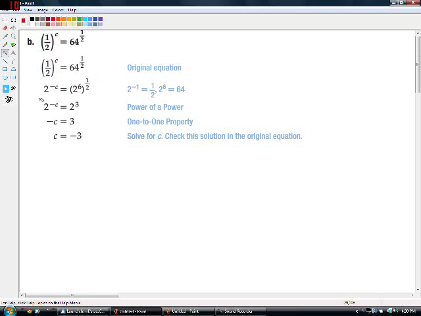Now, 2 to the negative 1 power equals 1/2. So we can put the 2 in there, and 2 to the 6th power equals 64. So now that sets us up for the power of a power. So now we do 6 times 1/2, which is 3. And this completely sets us up for the one-to-one property, because now they both have base 2. So we just cancel them out. And we have negative c equals 3. And boom, c equals negative 3.